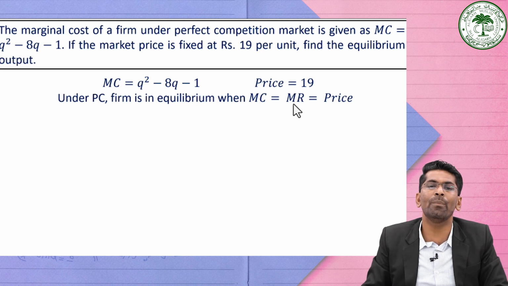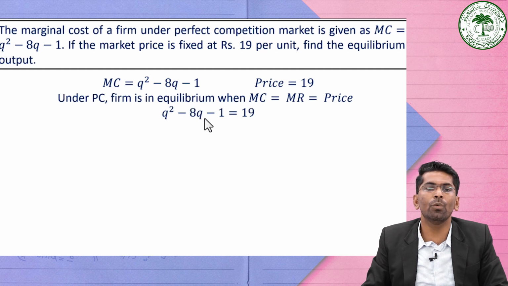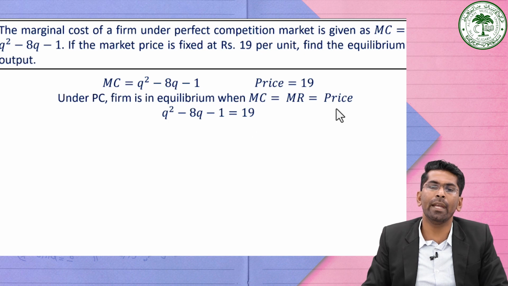The firm is in equilibrium when MC is equal to MR, which is also equal to the price, because we assume a perfect competition market situation. So we can equate the marginal cost directly with the price level. So MC, Q square minus 8Q minus 1, is equal to 19, where 19 is the price. This is the equilibrium condition under perfect competition.